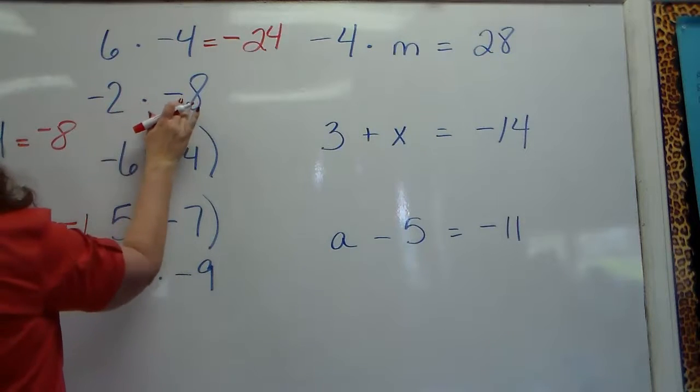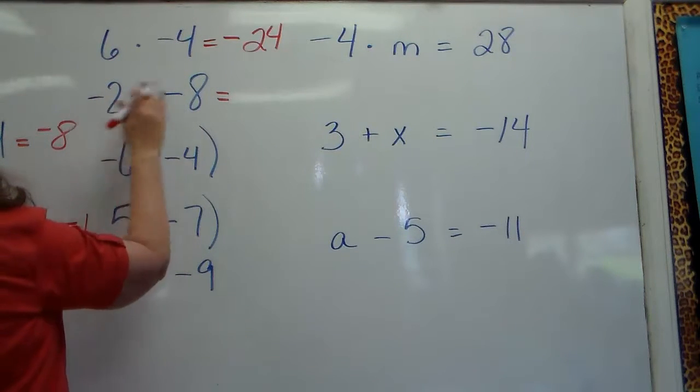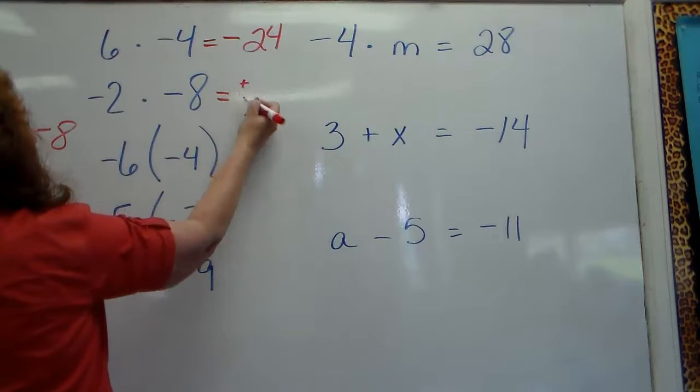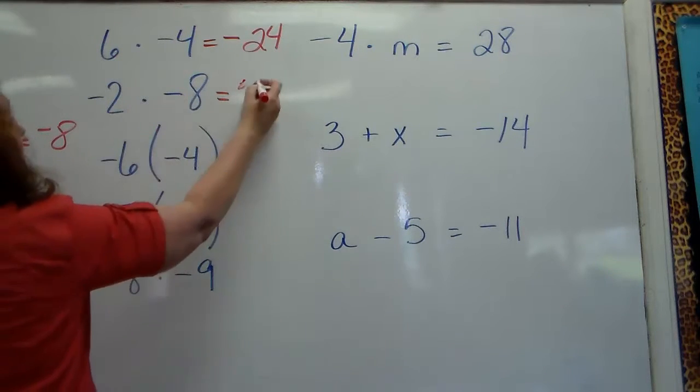Here we have a negative times a negative. These two are going to cancel each other out. We've got our even number. Our answer is going to be positive, and you don't need to write that. And 2 times 6 is 12.